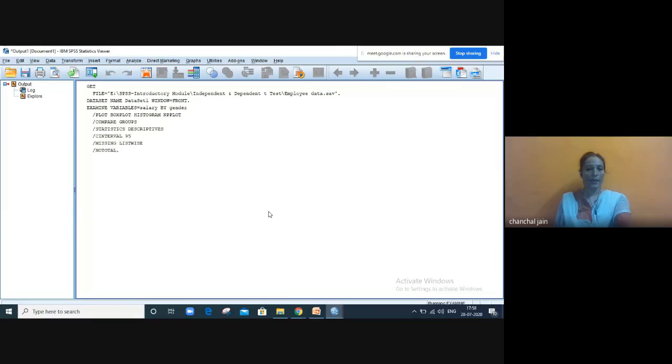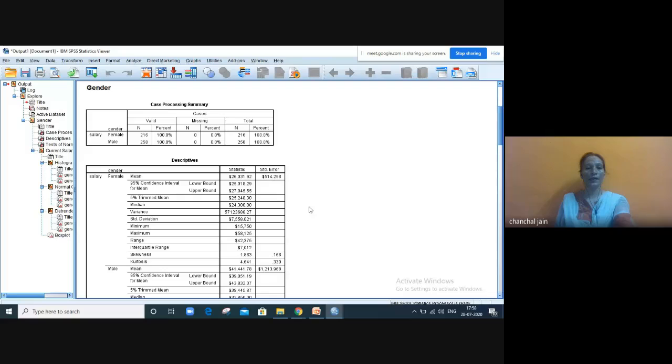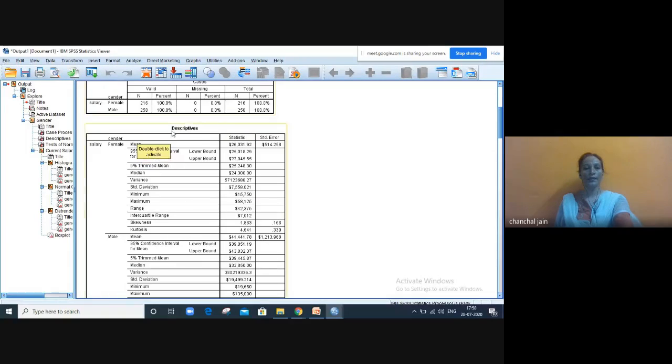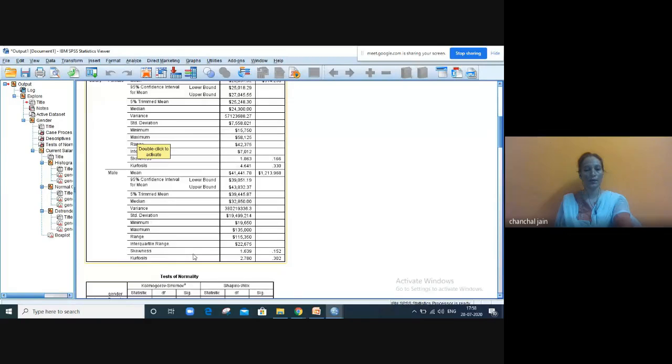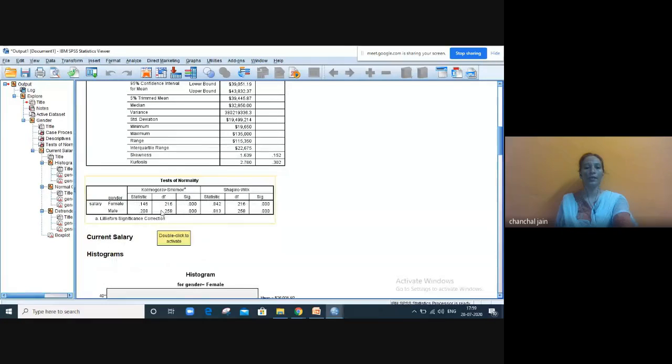It is taking, I think, now output is generated. Now you can see this is the case processing summary. It is indicating how many females and how many males are there in the data set. Then this is the descriptive statistics. We have already discussed this particular thing. Now we need to check the test of normality, that is the Kolmogorov-Smirnov and the Shapiro-Wilk test.